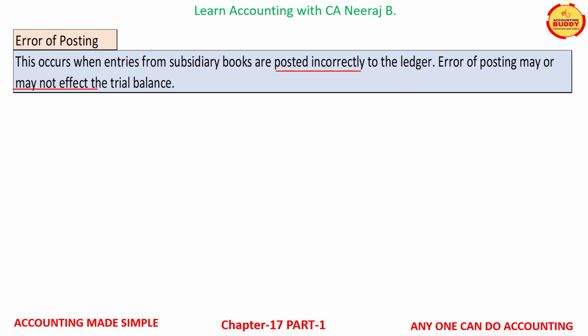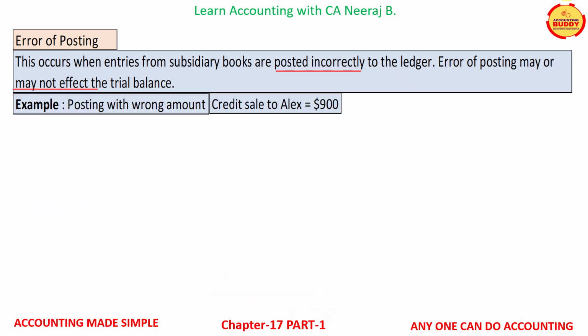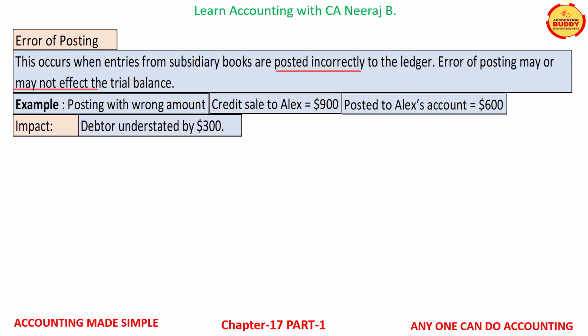First example is that of posting with the wrong amount. Goods for $900 are sold to Alex on credit. However, an amount of $600 is posted to Alex's account. The impact of such an error is that the debtor's account is understated by $300. For such an error, the trial balance will not match.